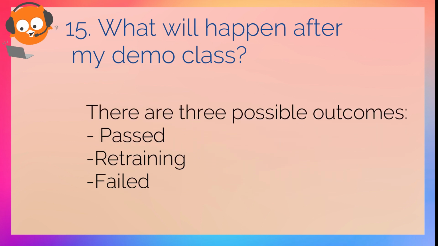1, passed. You will receive instructions on what to do next in order to activate your account. If retraining, you will have to book a new session to show you have understood the feedback you have received and improved your performance. And the last is failed. You will receive information on what needs to be improved and can apply again in 6 months.